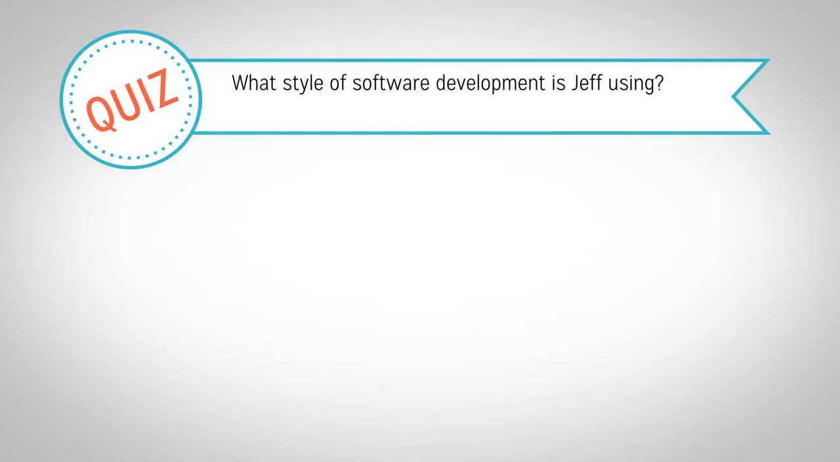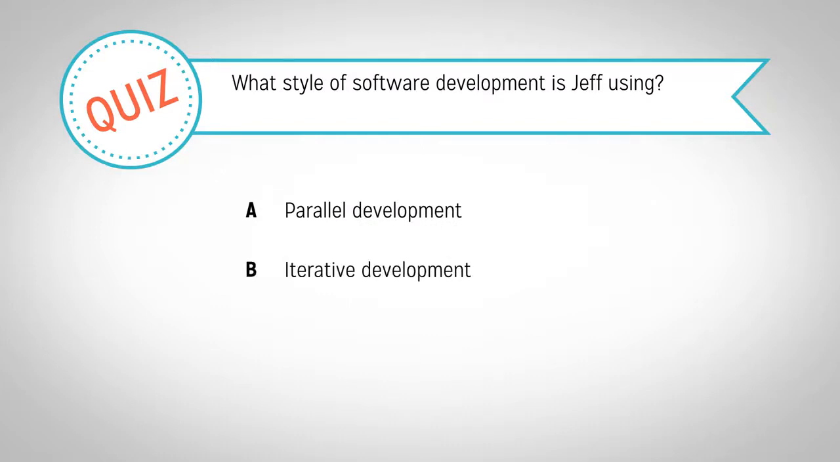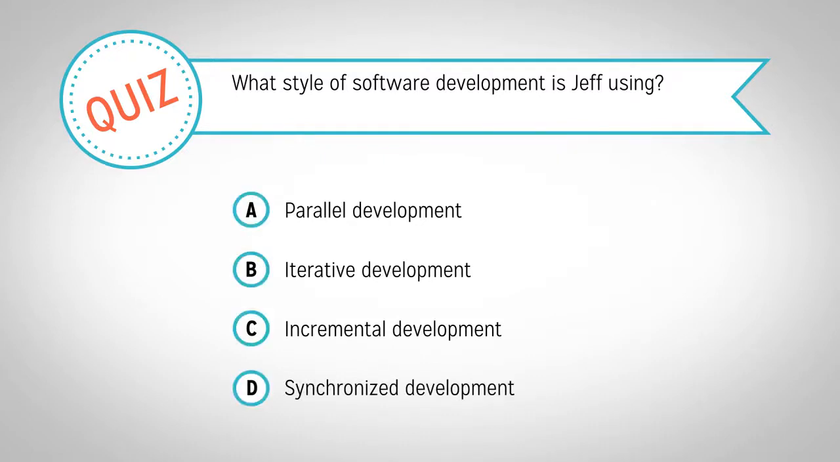What style of software development is Jeff using? A. Parallel development. B. Iterative development. C. Incremental development. Or D. Synchronized development. The answer is A. Parallel development. Since Jeff is participating in multiple phases of development at once, we call this parallel.